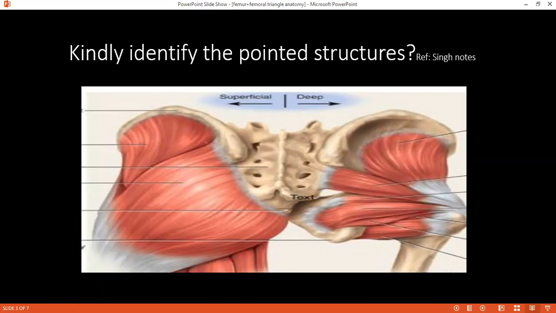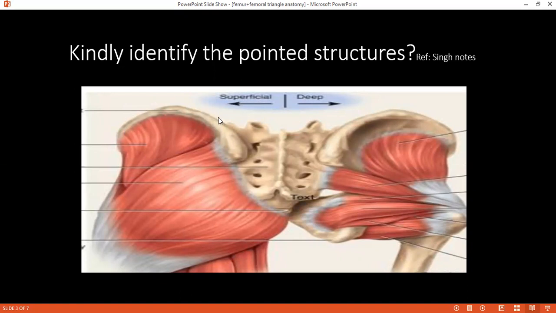Can you describe the hip bone that you're looking at? What is this pointed structure called? The which pointed structure, ma'am? I'm showing you here. This arrow, this line is pointing at something. What is it called? Okay, it's called the iliac crest.